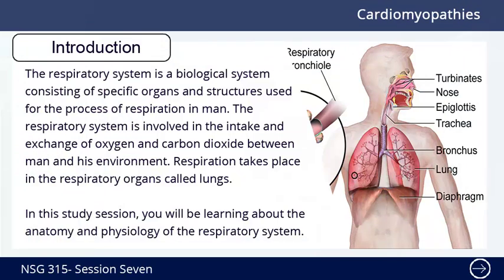Introduction. The respiratory system is a biological system consisting of specific organs and structures used for the process of respiration in man. The respiratory system is involved in the intake and exchange of oxygen and carbon dioxide between man and his environment. Respiration takes place in the respiratory organs called lungs. In this study session, you'll be learning about the anatomy and physiology of the respiratory system.